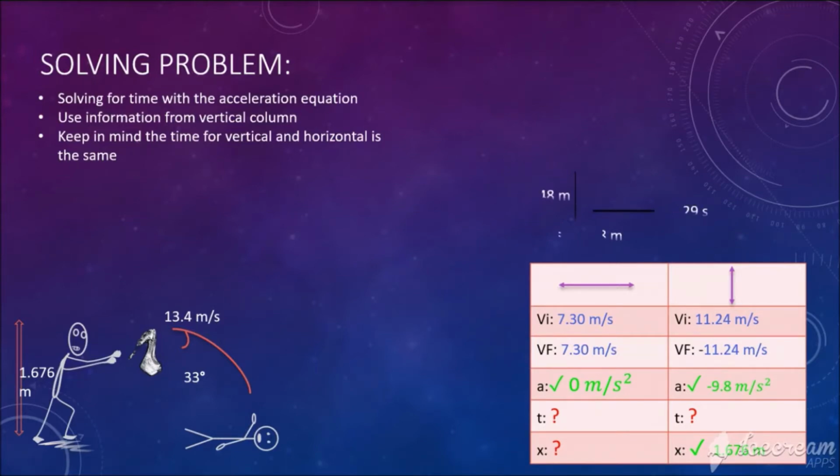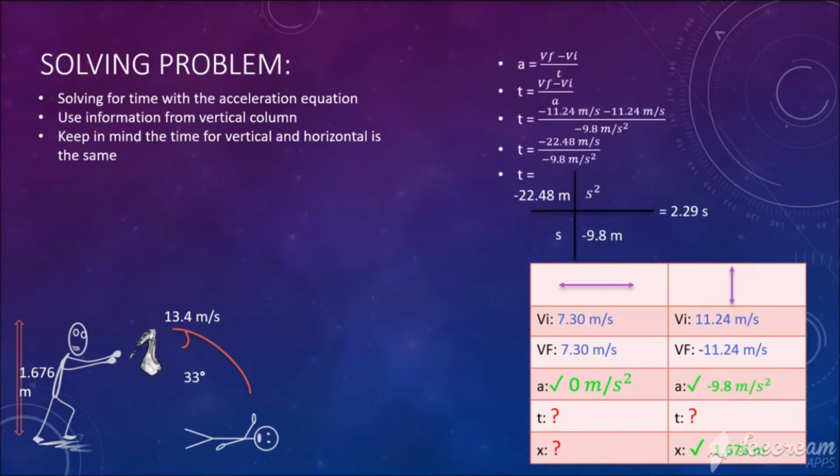I have my work on the side here. First I wrote down the acceleration equation, which is final velocity minus initial velocity over time. Then I changed the variables around so that time is by itself. From the acceleration equation, I multiplied time on both sides, and I divided by acceleration on both sides, so that the new equation is time equals final velocity minus initial velocity over acceleration. And then I plugged in the numbers.